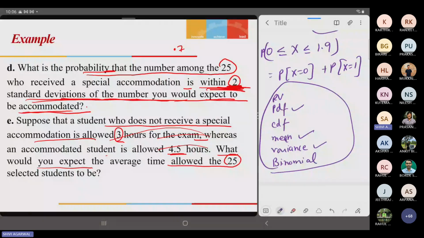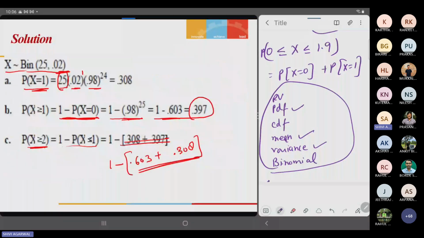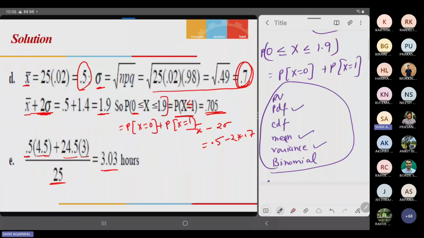Part E: suppose that a student who does not receive a special accommodation is allowed 3 hours for the exam, whereas an accommodated student is allowed 4.5 hours. So the average time allowed for 25 students. They're just mentioning here 0.5, the average number of students who are receiving the accommodation. You have done it, it's 0.5, the expected value of x.